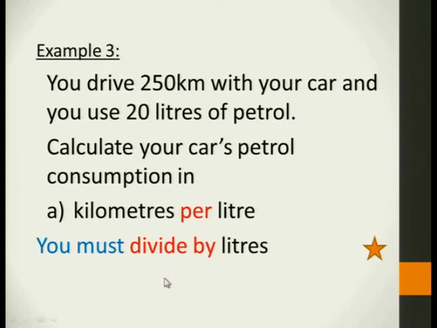Now the next example says you drive 250 kilometers with your car and you use 20 liters of petrol. Calculate your car's petrol consumption in, first of all, kilometers per liter. So what do you have to divide by? You must divide by liters, because that comes after the word per. This can be very confusing in a test, so remember this. Just look for the word per and look what's after the word per. Then you know what you must do there. You must divide by liters now.